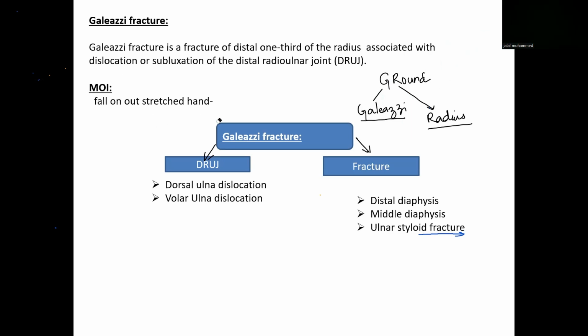So the patient has a history of fall on an outstretched hand. Here we have two things: a dorsal or radial dislocation of the ulna, and a fracture of the distal diaphysis or middle diaphysis of the radius, along with a fracture of the styloid process of the ulna.